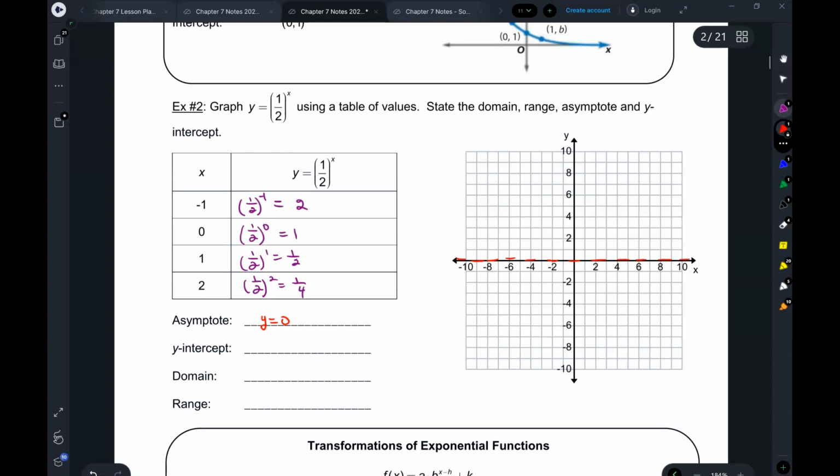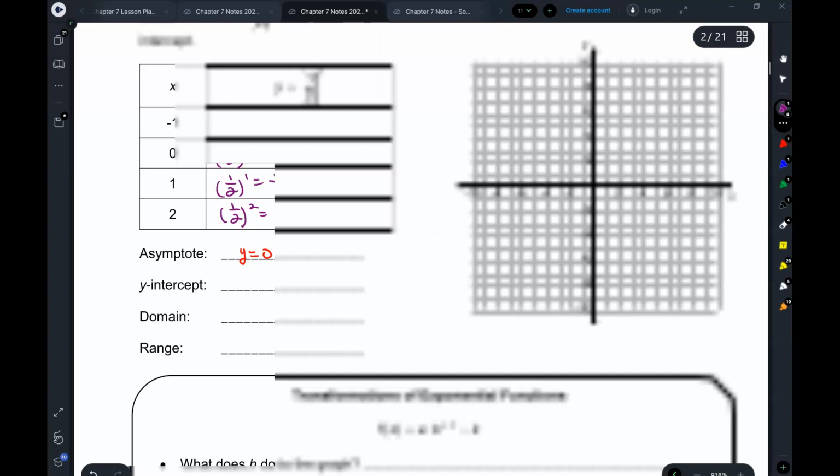And let's graph. So for the parent function, the default case, it's always y equals 0, unless there is a vertical shift, which we haven't gotten to yet. So at negative 1, we're at a 2, then 1, then a half, then a quarter. You see how it's decaying. And we're going to graph in exactly the same way. Okay? So the y-intercept is 0, 1. The domain is all real numbers. Oh, what happened here?